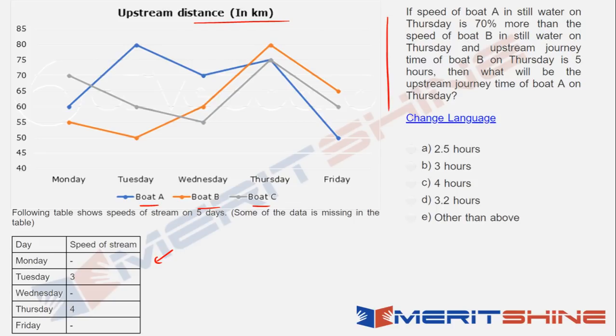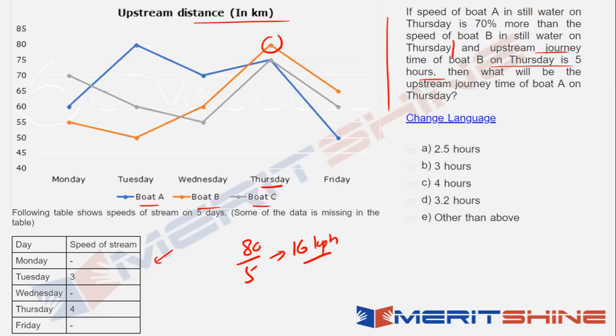Read the question. If the speed of boat A in still water is 70% more than speed of boat B in still water on Thursday, right? Upstream journey of boat B on Thursday is 5 hours. Thursday, where is Thursday? This is Thursday, and we're talking about boat B. So this is 80 kilometers the distance covered. So 80 kilometers in 5 hours. So what is the speed? 16 kilometers per hour. 16 kilometers per hour is the upstream speed.